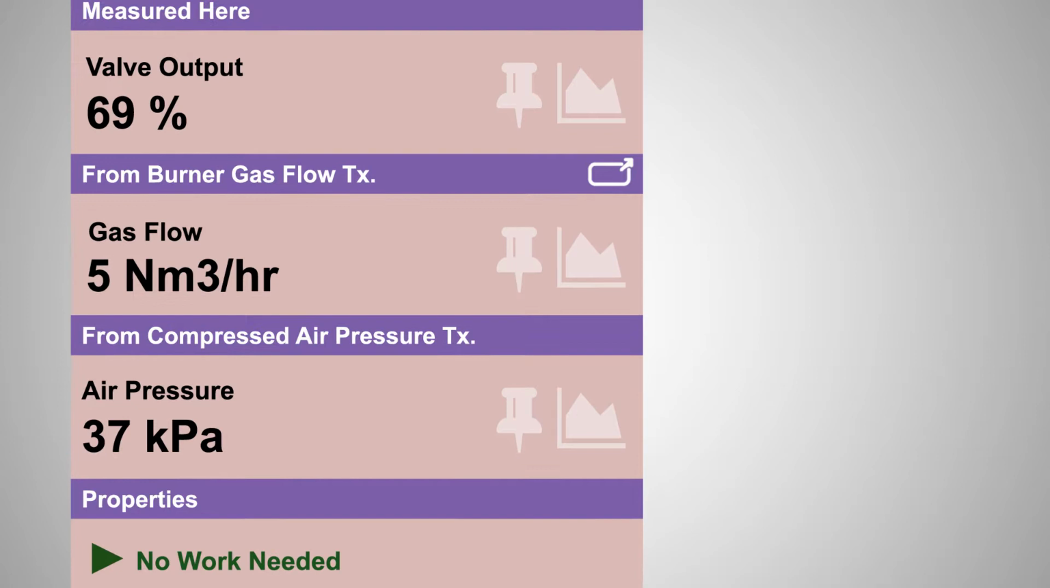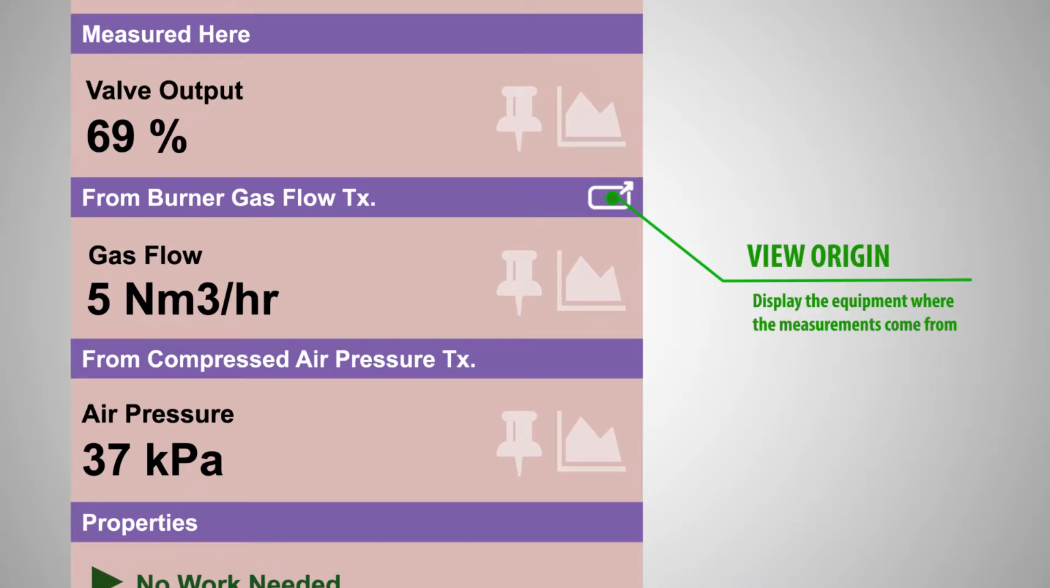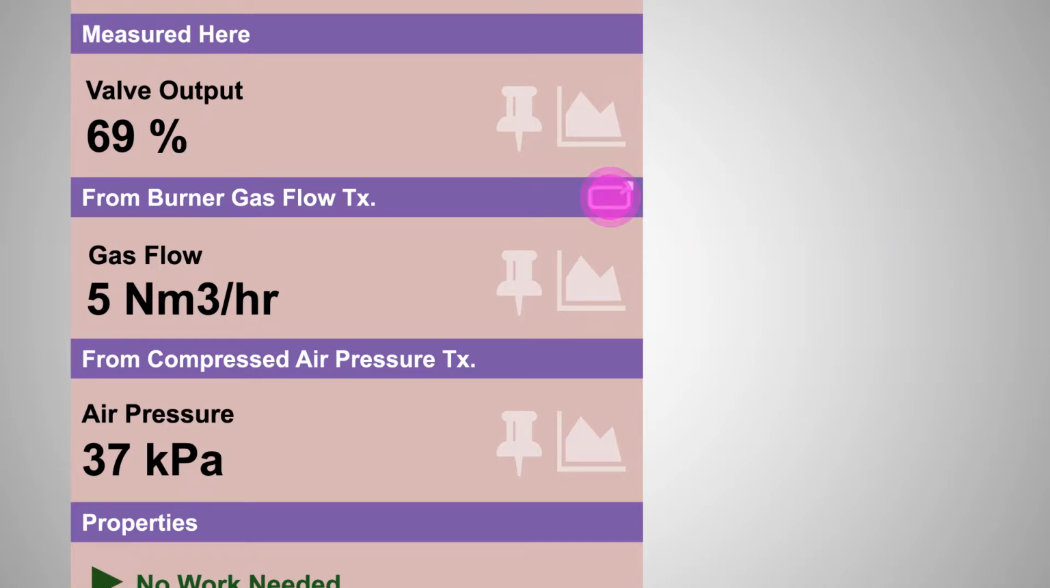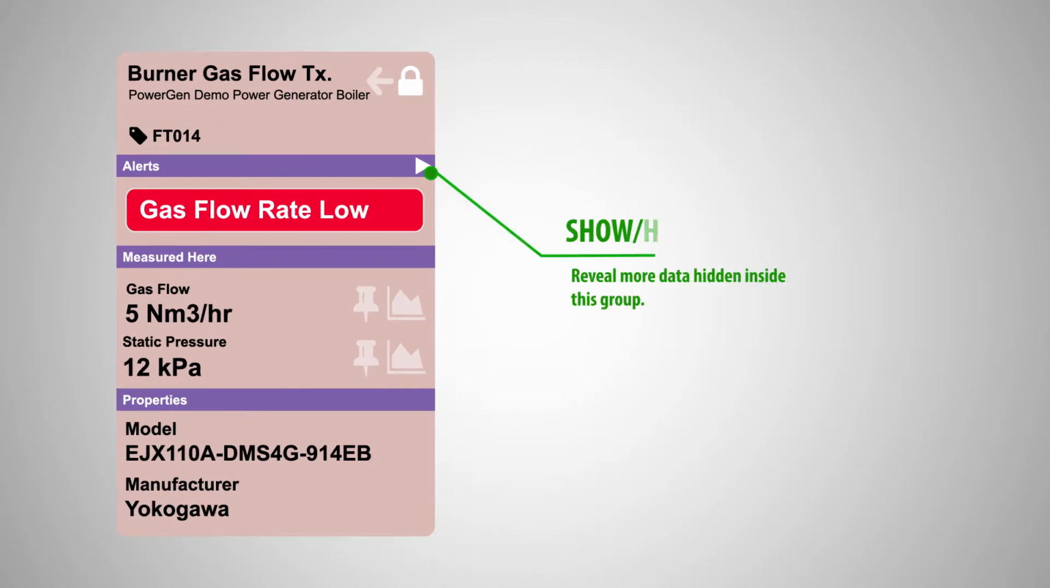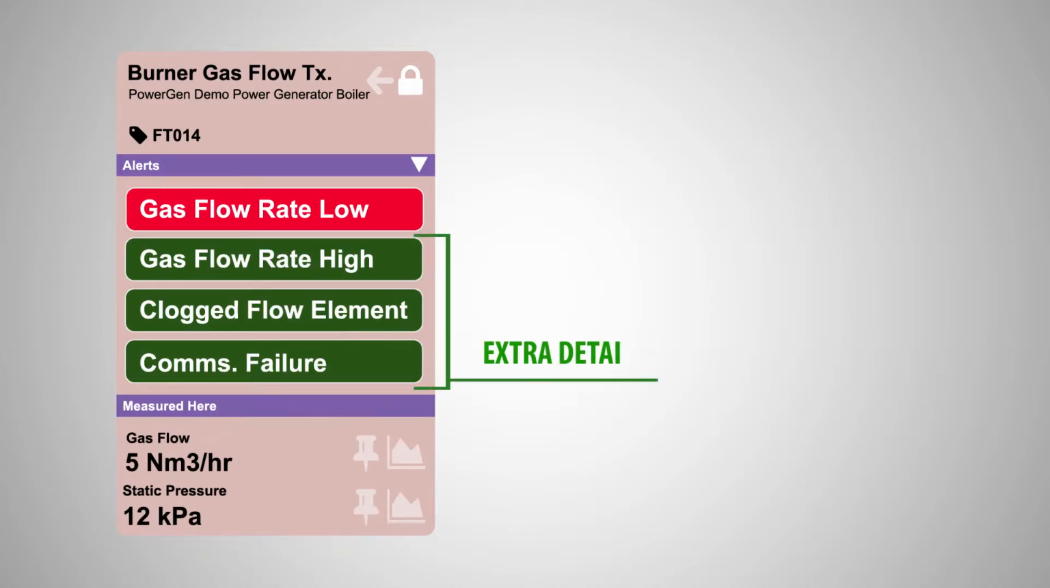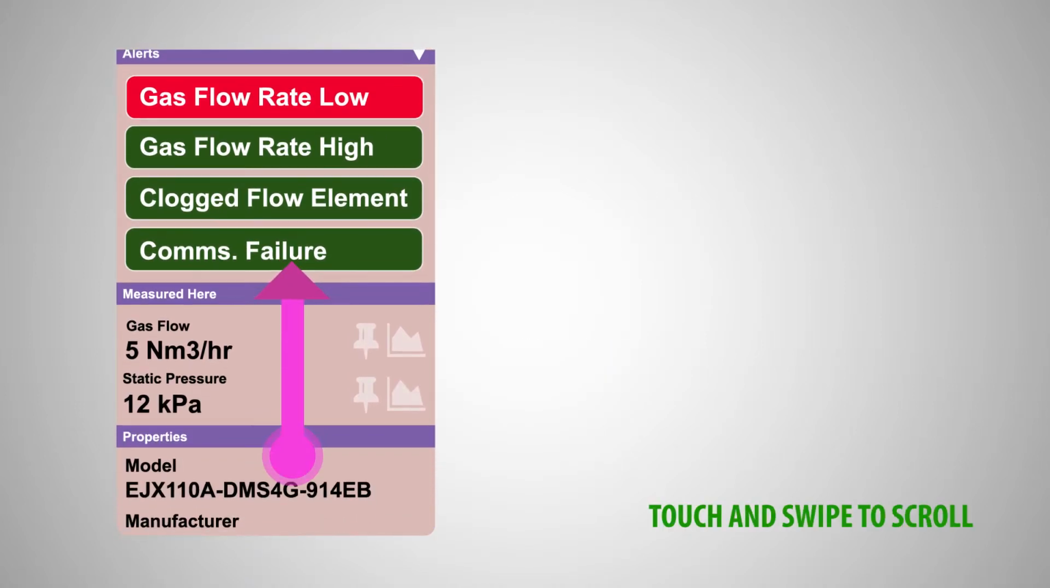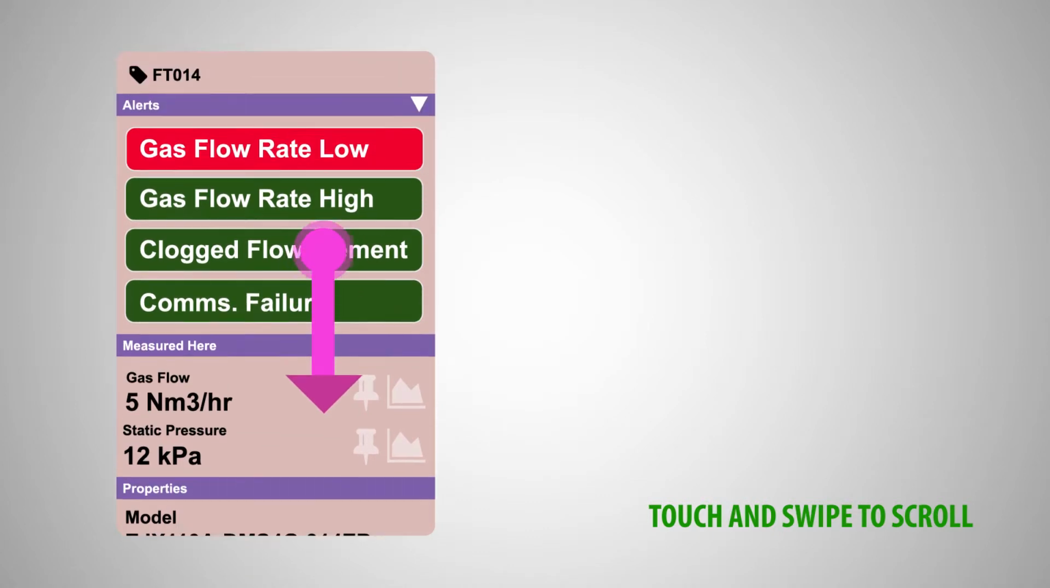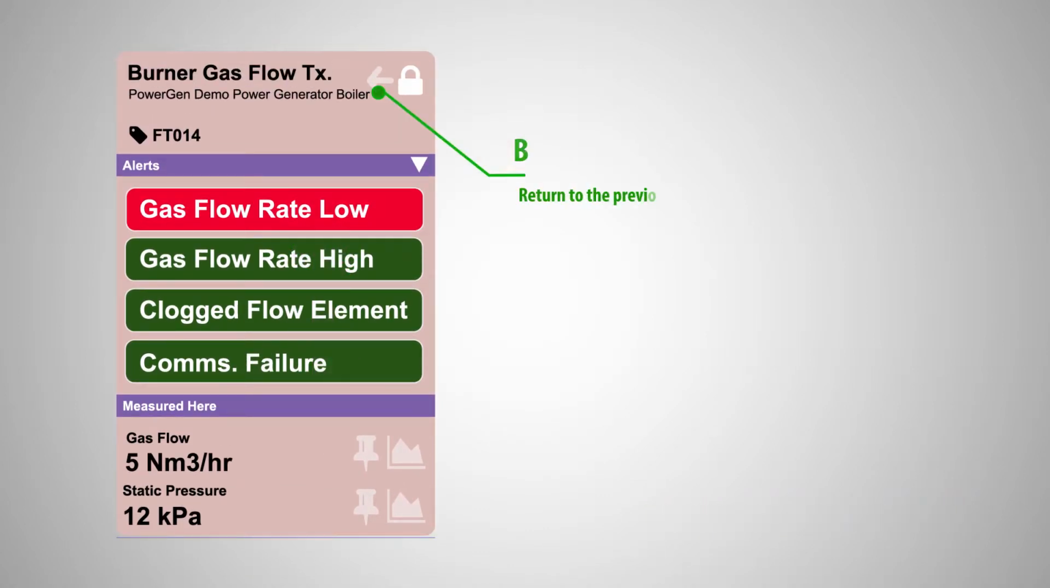Some headings include View Origin buttons, which will open details about another asset. To demonstrate, we'll click on this one to be taken to the flow transmitter. If a heading has an arrow, you can click on it to be shown extra details. In this case, we can open the alerts list to see all of the inactive alarms on our device. When there's too much detail to fit on the screen at once, you can scroll the information by touching and swiping. The back button takes you to the marker you started from.